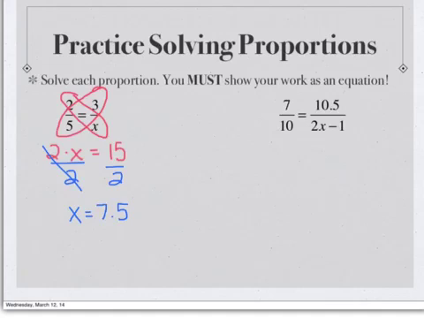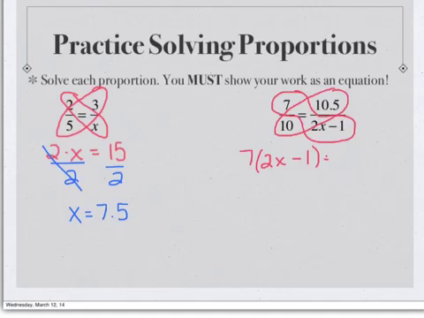Now over here for this one, when I go to do 7 times 2x minus 1, I need to multiply 7 by that whole thing. So what do you think I need to use to show that I'm multiplying by a whole thing? Okay, distributive property, which means I'm going to write it with parentheses. So I'm going to write 7 and then parentheses 2x minus 1 equals, and then I'm going to multiply 10 times 10.5.